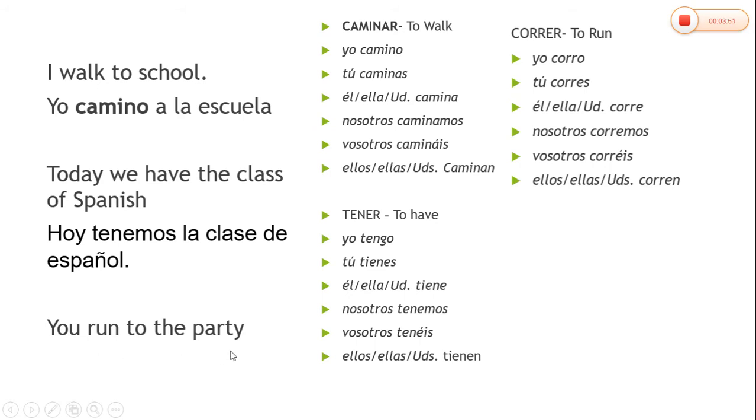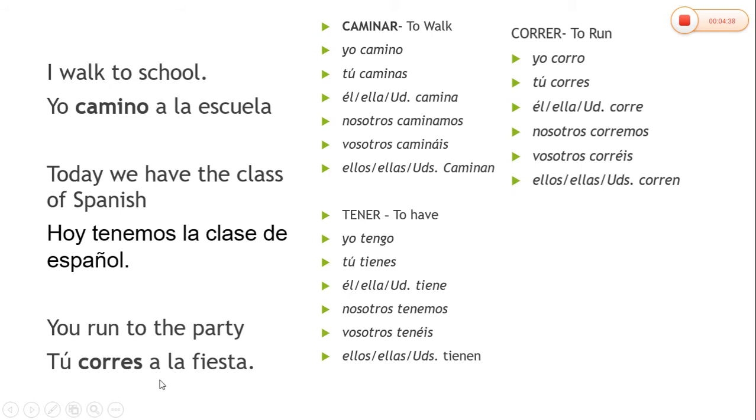You run to the party. Subject is you, verb is run, object is to the party. So the verb is run and in Spanish it is correr. Yo corro, tú corres, él, ella, usted corre, nosotros corremos, vosotros corréis, ellos, ellas corren, ustedes corren. So it should be tú corres a la fiesta. If you see here, tú, which is informal, you in Spanish, in Hindi it is called tú. So tú corres a la fiesta.